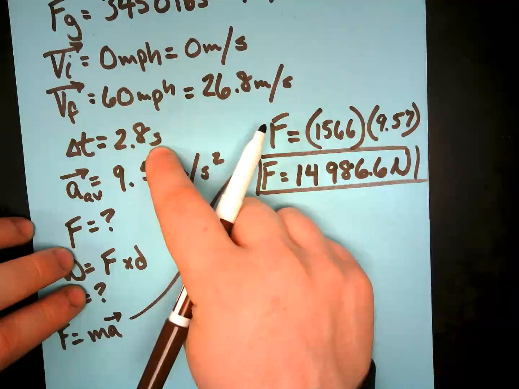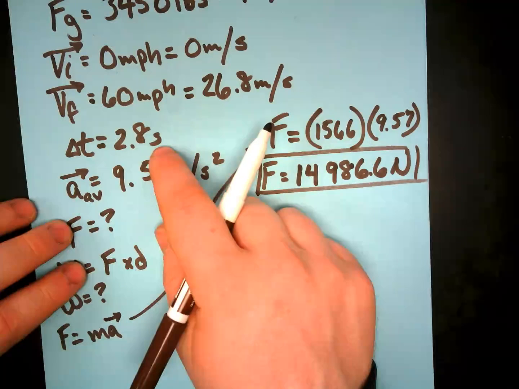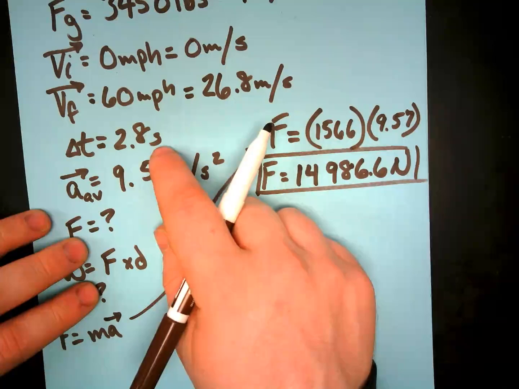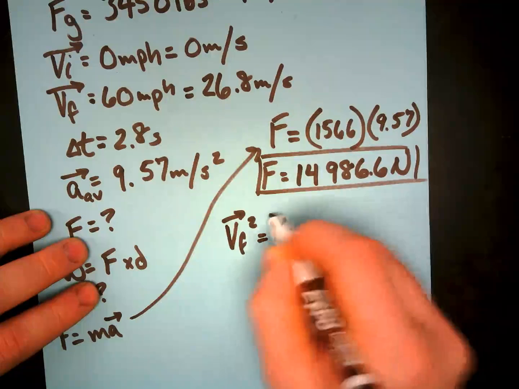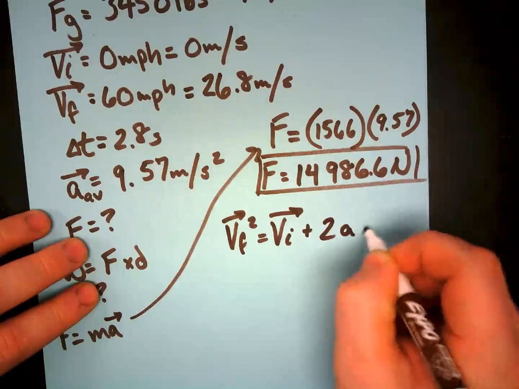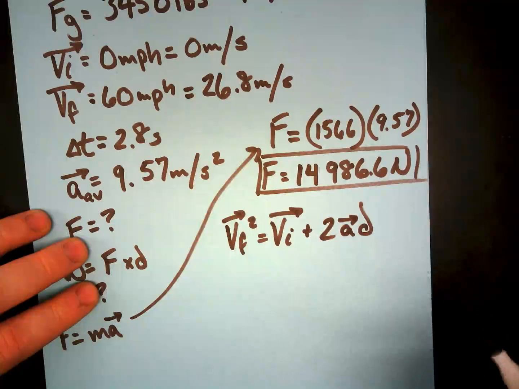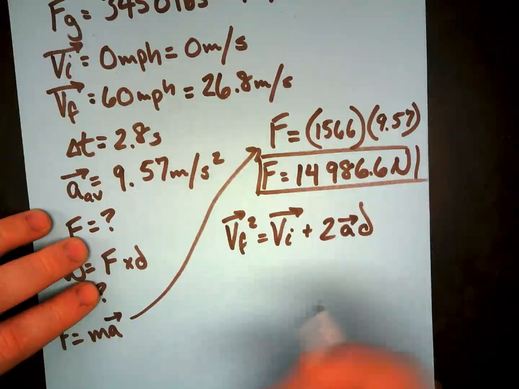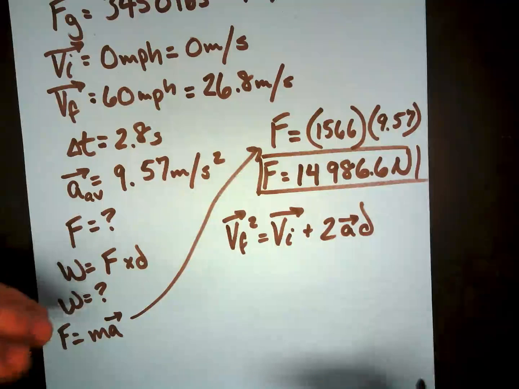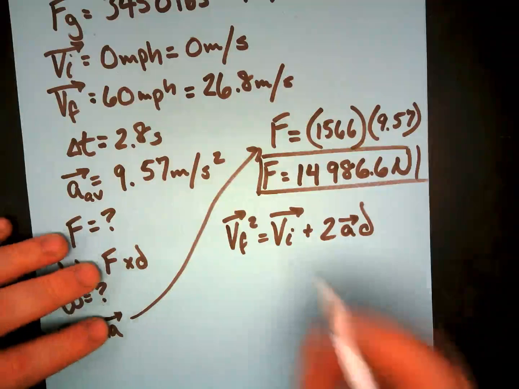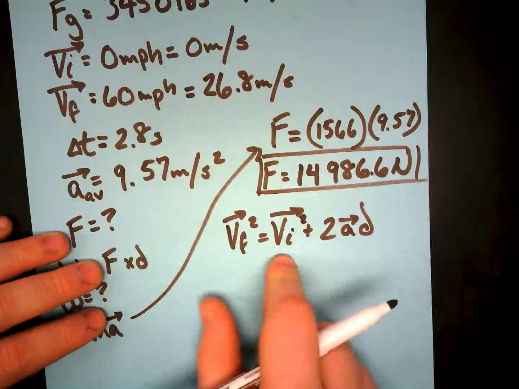You could use the average acceleration with a kinematic equation in order to find d, which would be vf squared is equal to vi squared plus 2ad. Or you could find it using the average velocity equation. Either one doesn't really matter. You should get the same result either way. Oh, this is also squared. Let's just use this because I've got this here.